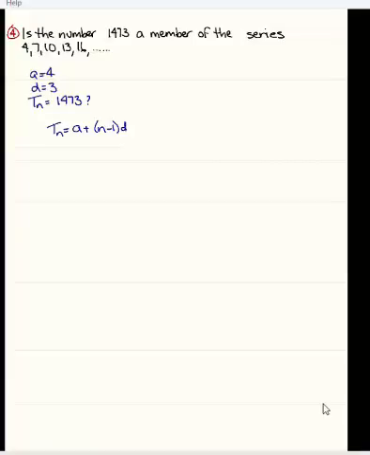Okay, well, let's do some substitution and see. So what we're going to do is substitute in 1473 for t to the n and see, is there a value for n that I can find that will make this true? Okay, so a is 4 plus n minus 1 times 3. So it starts off exactly the same as the last problem. Okay, so again, you're going to subtract the 4. So 1469 is equal to 3 outside of n minus 1. And then you're going to divide by 3.